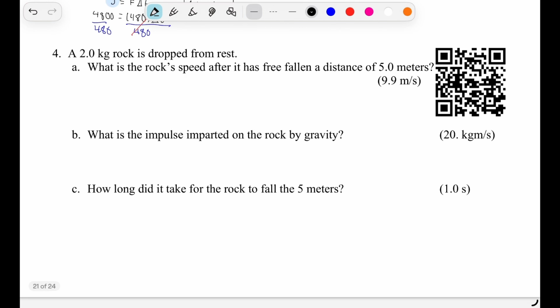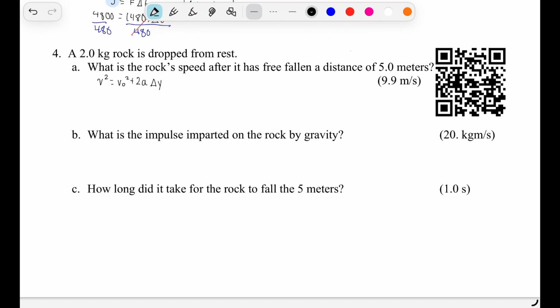A 2 kilogram rock is dropped from rest. What is the rock's speed after it has free fallen a distance of 5 meters? So we can use our kinematics formula of v squared is equal to v initial squared plus 2 times the translational acceleration times the change in y.